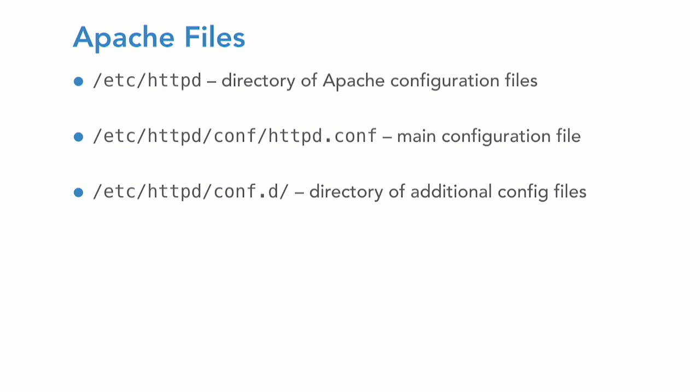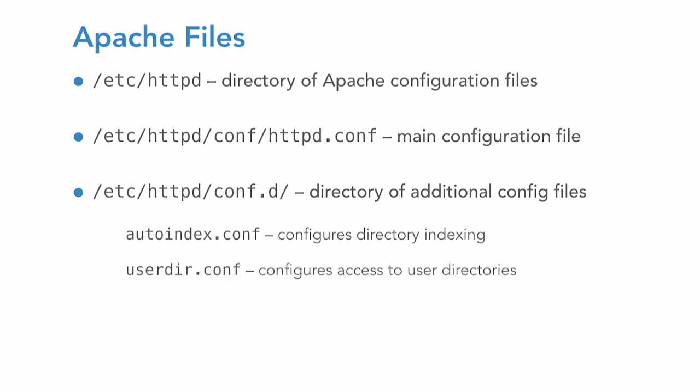Also inside /etc/httpd/conf.d are 3 other configuration files. The autoindex.conf file configures mod_autoindex directory indexing. The userdir.conf file configures access to user directories. For example, http://localnet.com/user1. This is disabled by default. The welcome.conf file configures the welcome page, which is displayed when no content is present.